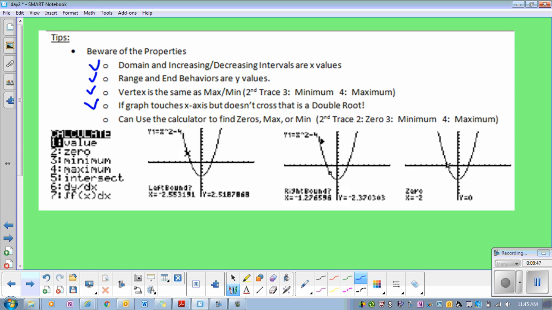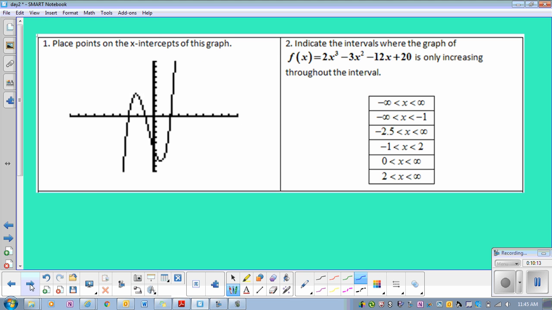So you can use the calculator to find the zeros, the max, or the min. Remember, this is where you use blinking Bob. You go to second trace, which is calc, and there's an option for zero, minimum, and maximum. So a couple of examples here. Number 1, on the SOLs, you may see a problem like this: place points on the x-intercepts of this graph.